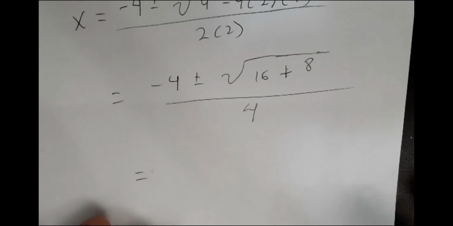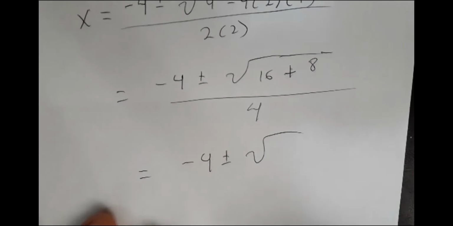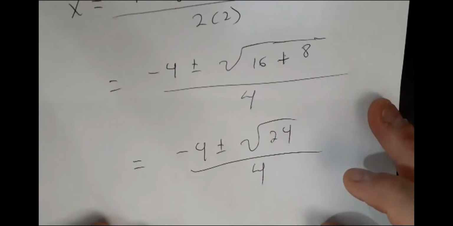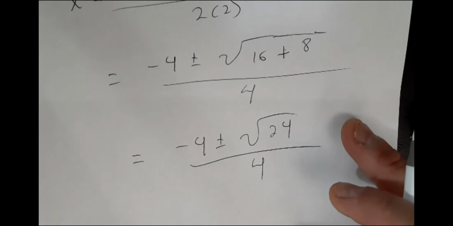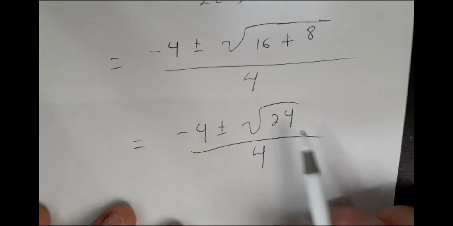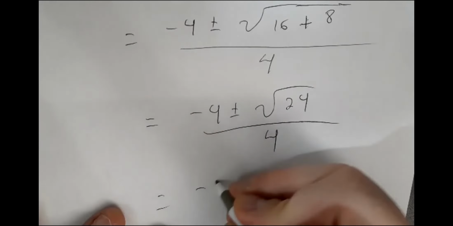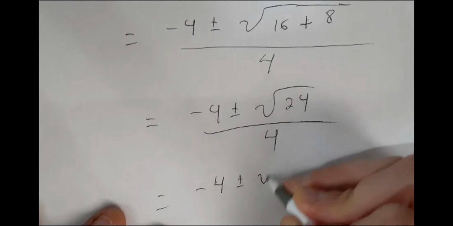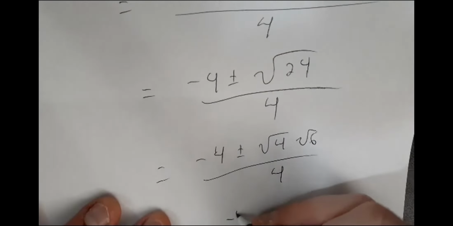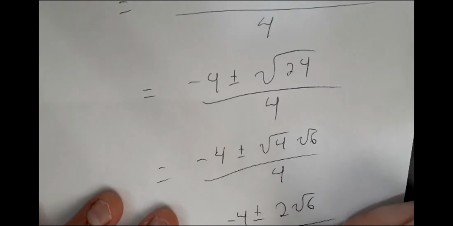Okay, so minus 4 plus or minus the square root of, I can add 16 and 8, which is going to give me 24, over 4. I can clean this up a little bit. So if I think about root 24, what is it? Root 4 and root 6 are going to be the ideal things to go for. Plus or minus. I can do root 4 times root 6 to clean this up. So root 4 is really 2, so 2 root 6 over 4.